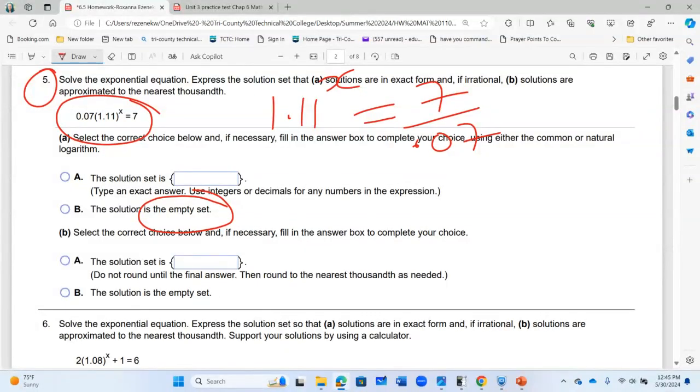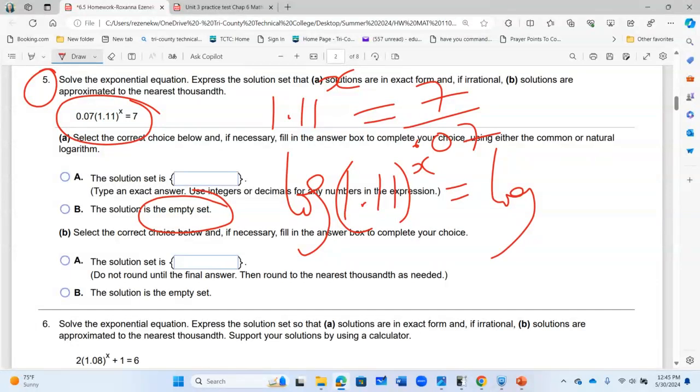So two days ago, we found that with some exponential functions, we can find the base to be equal. But this one, the bases are not equal. So how do we solve it? Because we know that exponential functions and logarithmic functions are inverses of each other, we will take the logarithm of both sides. So with the log of 1.11 to power x is equal to log of 7 divided by 0.07.